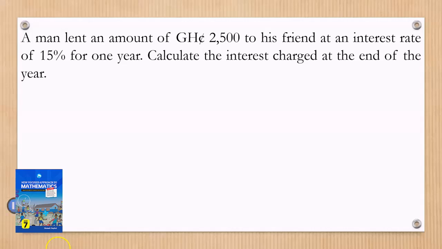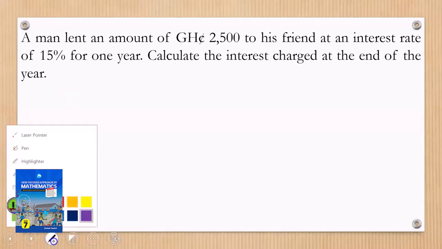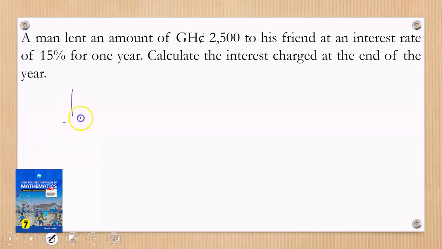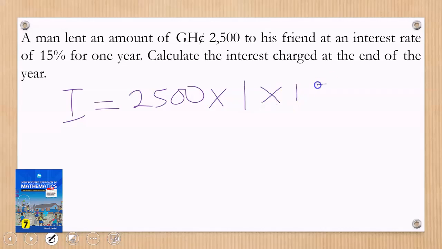All right. So let's do the calculation. We know that our interest can be calculated based on the formula: the interest is equal to the principal, the money that was given to the friend, 2,500, times the time frame, which is 1 year, so 1, and then the rate of interest, which is 15 over 100.